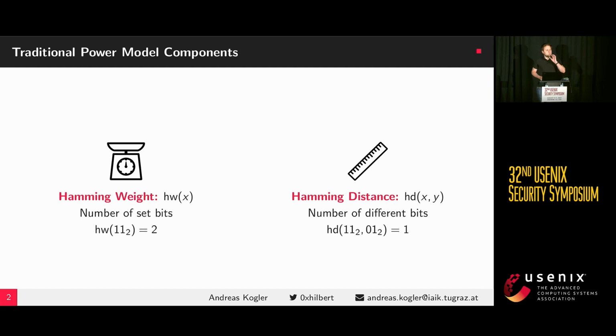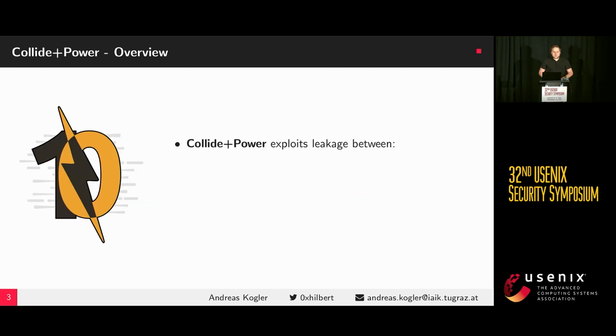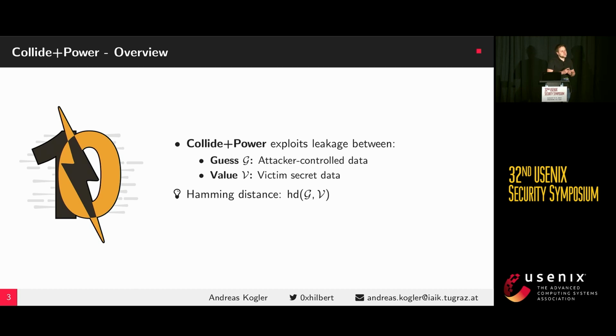And now Collide+Power builds on this Hamming distance leakage. So we exploit leakage between an attacker-controlled guess. So think about our threat model: it assumes that the attacker has some data, some user data, which we can change. And we target a victim value V, which is basically the secret data of our attack. And now we abuse in the power model, if we find a component in a CPU that exposes this Hamming distance between the attacker-controlled data and the constant victim value V of the attack.